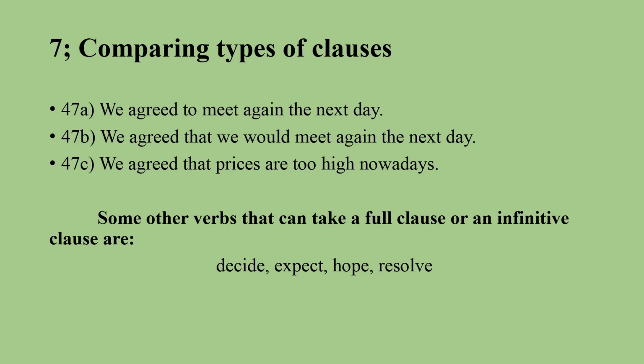Comparing types of clauses. Different kinds of clauses can present different kinds of meanings, but this is obvious only when the same predicate can be accompanied by different kinds of clauses. The verb agree, for example, can be followed by an infinitive clause and a full clause. For example, in sentence 47a, we agree to meet again the next day. Sentence 47b, we agreed that we would meet again the next day. And sentence 47c, we agreed that prices are too high nowadays.